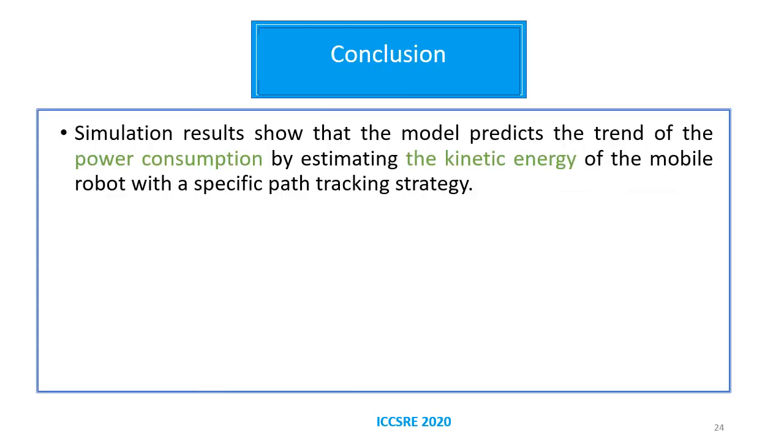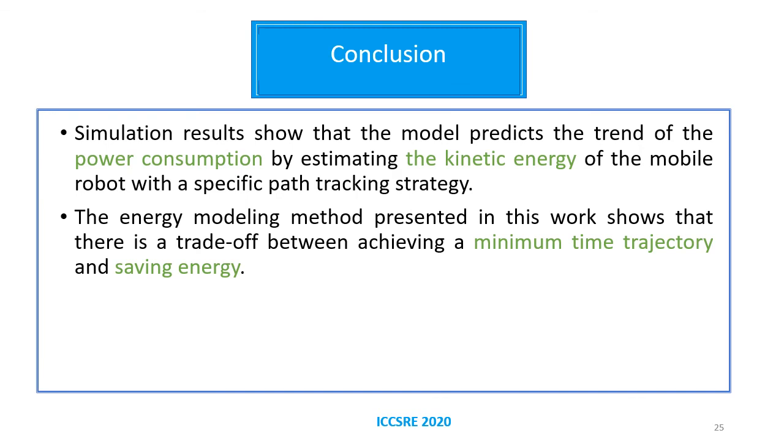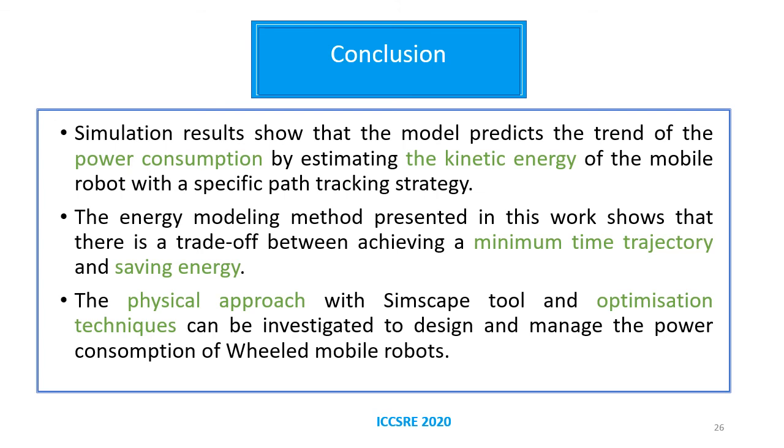We can conclude that simulation results show that the model predicts the trend of the power consumption by estimating the kinetic energy of the mobile robot with a specific path tracking strategy. The energy modeling method presented in this work shows that there is a trade-off between achieving a minimum time trajectory and saving energy. The physical approach with the Simscape tool and optimization techniques can be investigated to design and manage the power consumption of wheeled mobile robots.